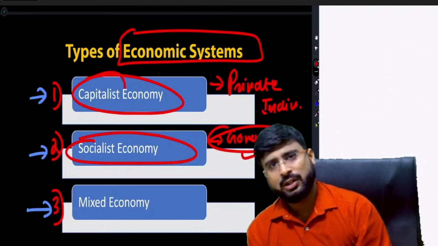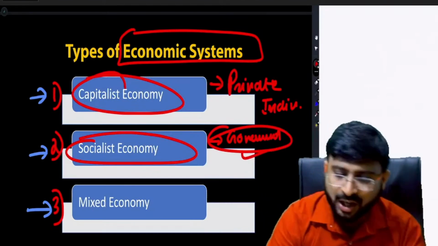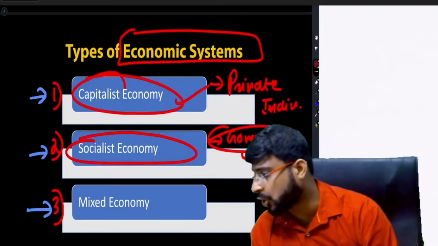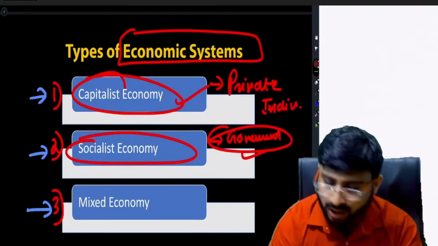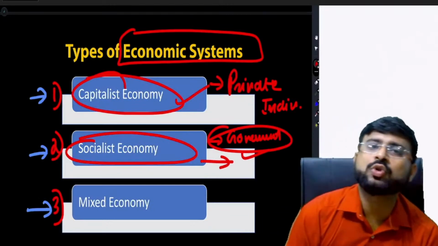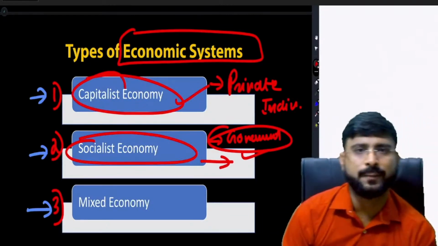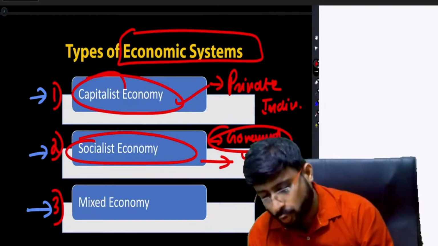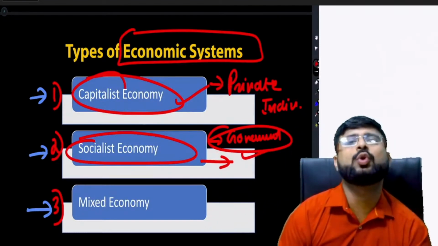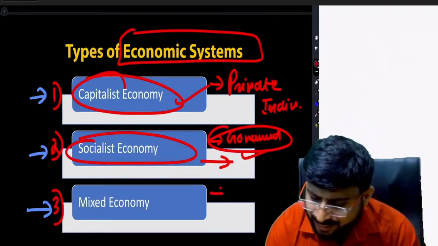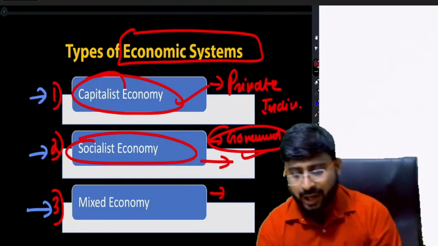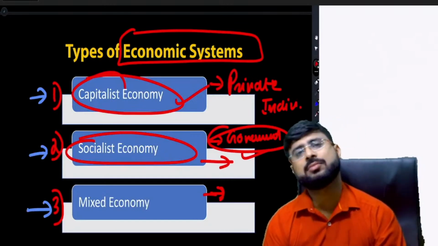In socialist economy, there is no freedom of occupation. In capitalist economy, there was freedom of occupation. Whatever business you wanted to do, you could do. In socialist economy, my dear friends, unfortunately, there is no such freedom of occupation. So you have to do what the government has asked you to do. But nowadays, most of the countries or almost all the countries in the world have shifted to mixed economy system.